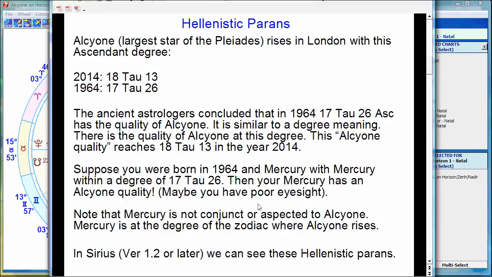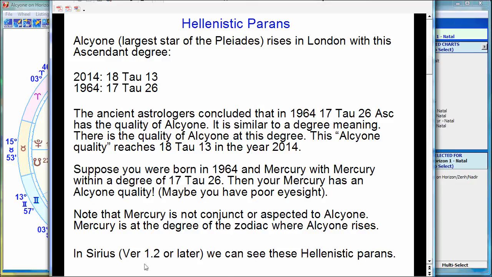the Pleiades. Well, the Pleiades supposedly give poor eyesight. I don't think that's true. I did some research, but that was an old idea. So maybe you have bad eyesight if your Mercury was around 17.5 degrees Taurus, and you were born in 1964 in London. You get the idea. So that's what the Hellenistic Parans are. The thing that's interesting is that Mercury's not conjunct the Pleiades. It's not aspected to the Pleiades. It's just in the degree where the Pleiades rise.